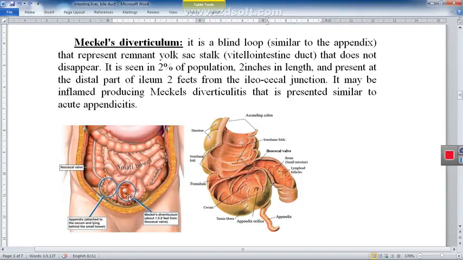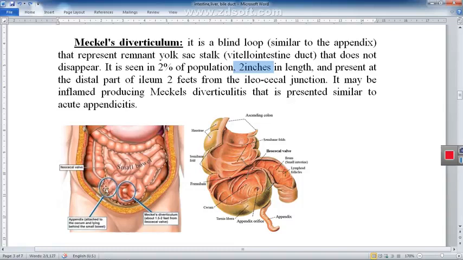This diverticulum looks just like the appendix, a blind loop. And this diverticulum is seen in 2% of the population. Of course, it is a high rate, 2%. It is 2 inches in length and it is present about 2 feet from the junction of the ileum with the cecum, the ileocecal junction.